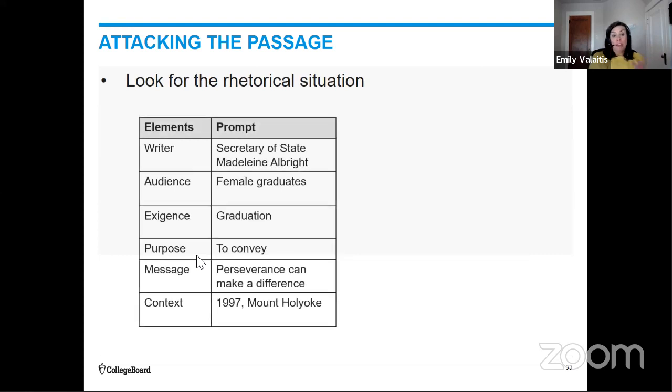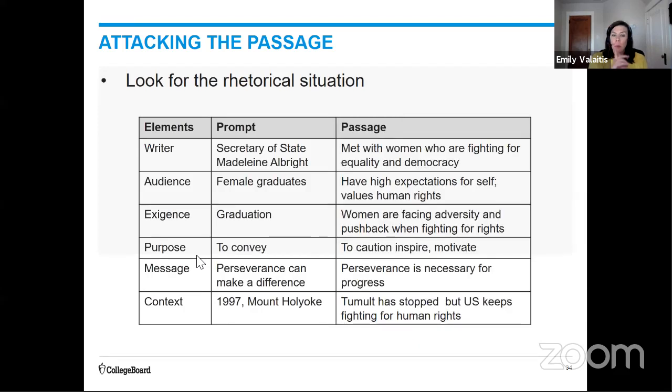When we looked at the prompt itself, we had kind of like a vague, generic idea, but then after going through the speech itself, we can take those ideas and deepen them, that she's not just the Secretary of State, but she's met with and worked with and come to know women who are fighting for equality and democracy. We can make assumptions and we can infer that these female graduates have high expectations for themselves because through our noting in the margins, Madeleine Albright takes several paragraphs just to address this notion of setting high goals.